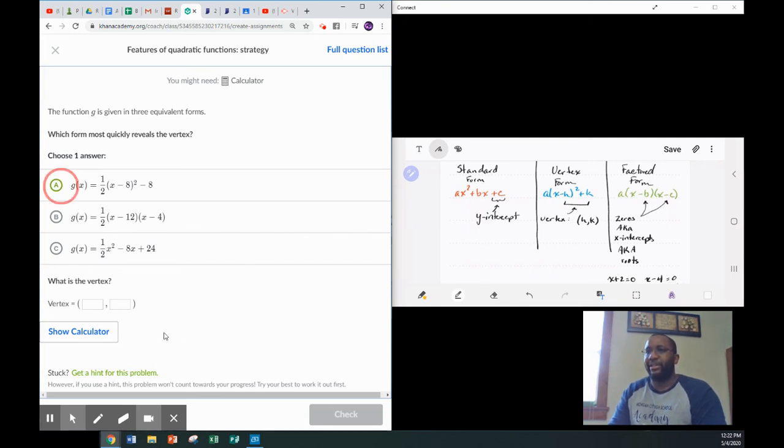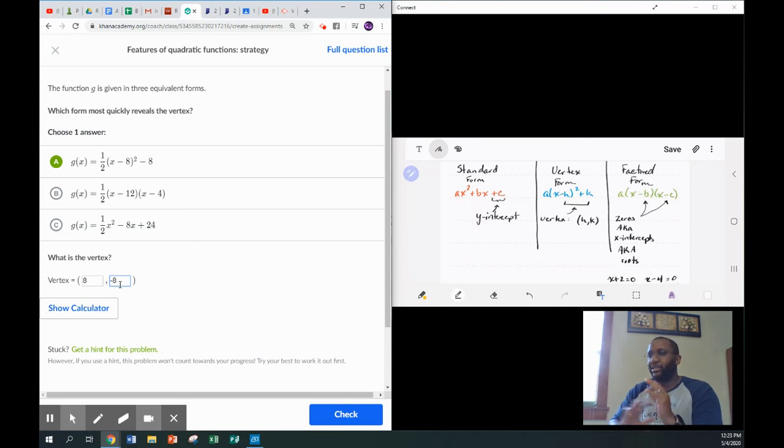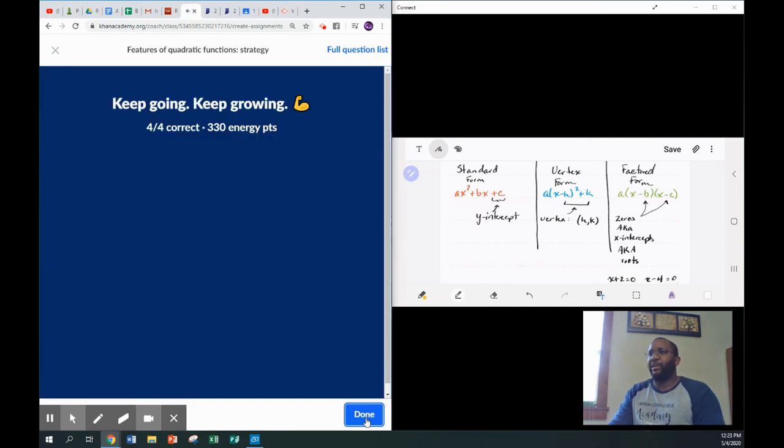And then what is the vertex? Remember what I told you? The vertex is the opposite of what you see in the parentheses, but it's exactly what you see outside of the parentheses. So if you see x minus 8, we're going to do positive 8. And on the outside, we see -8. So we're going to go ahead and keep that -8. Remember, it's the opposite of what you see in the parentheses, but out of the parentheses, it's exactly what you see. And we should be okay, and we are. Excellent. So that's pretty much all I gave you. If you have any questions about that, let me know.